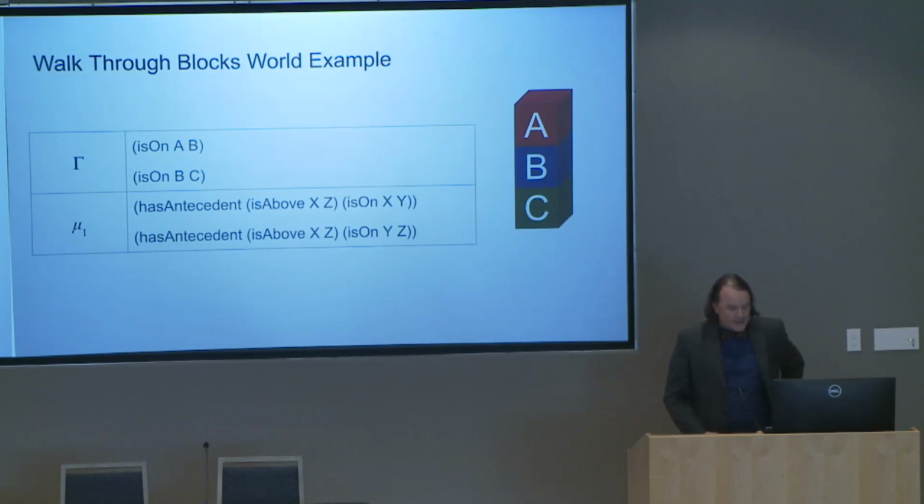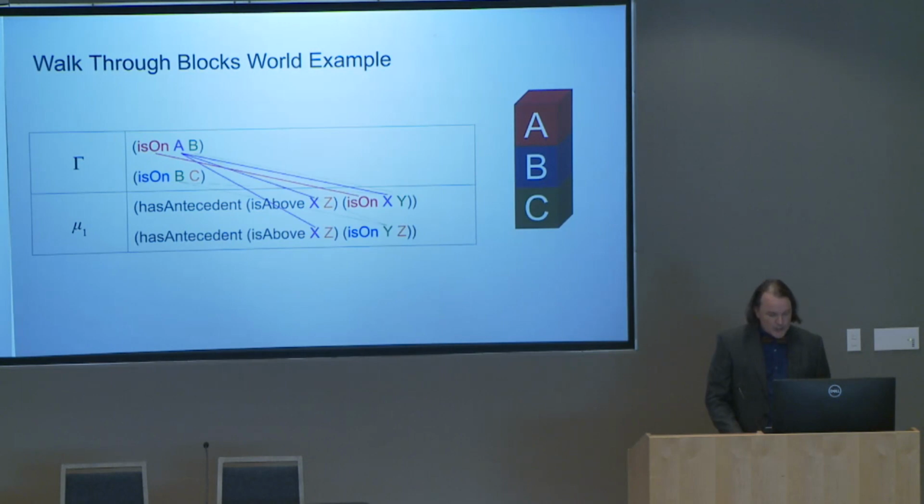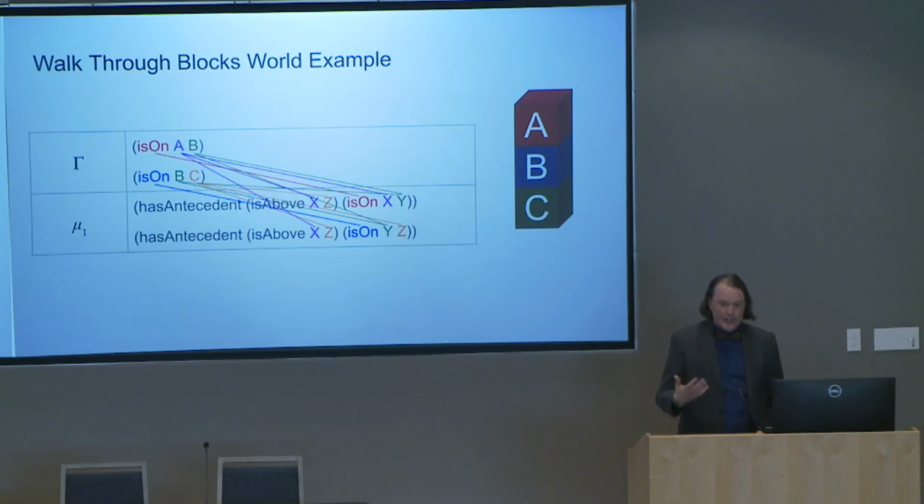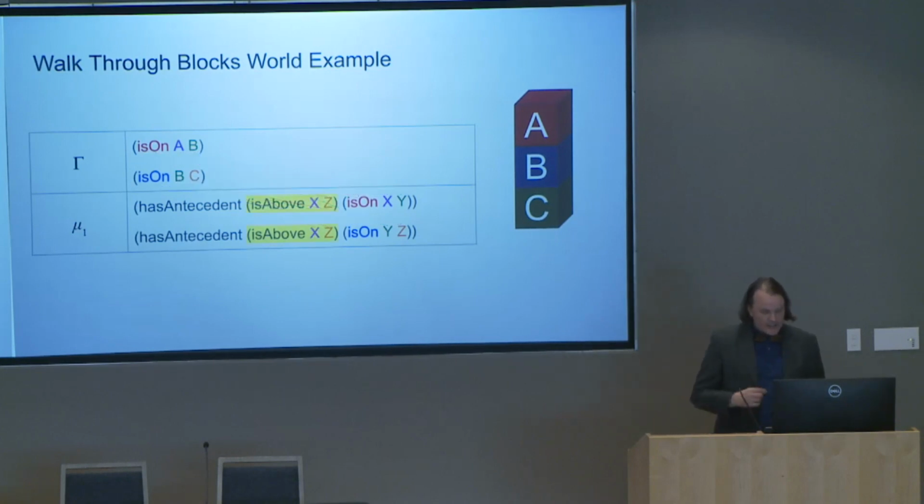And so when we take this gamma and we take this model and we pass them to SME to find some alignment between these, we find that many of the terms align. In particular, we have things like the is on aligns with the is on. We have that A aligns with X and B aligns with Y, and so on and so forth. So we have all of these alignments. And from all these alignments, since a couple of the terms in the consequent also align, that allows us to make a candidate inference. And this candidate inference is then that A is above C.